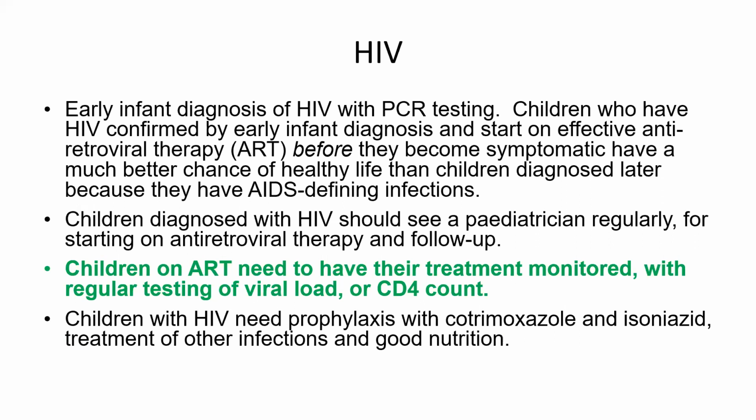You can read the rest of the recommendations, but I just think these things are fundamentally important. The change in new therapies, the change in the way early infant diagnosis occurs, a better systematic approach to children who've got HIV. They should be seeing a paediatrician regularly, and the need, I think, for better monitoring. There was a period of time where we did CD4 counts, and then most of those CD4 machines are not available or not being used, and now viral load is being measured more.